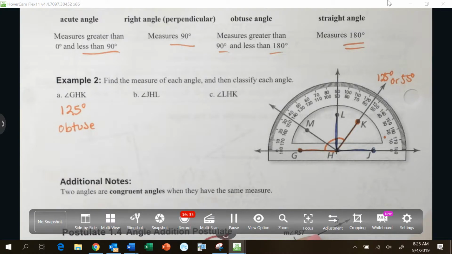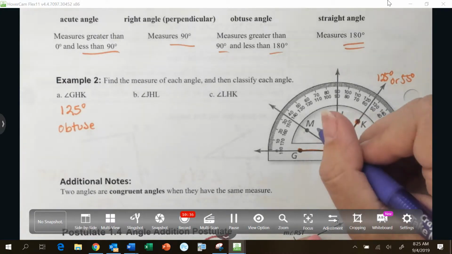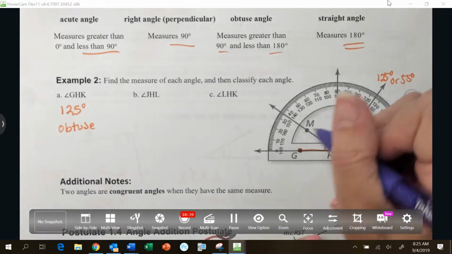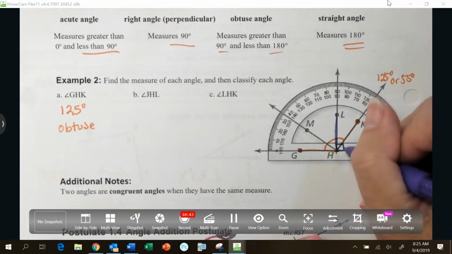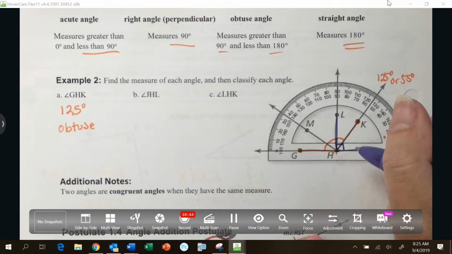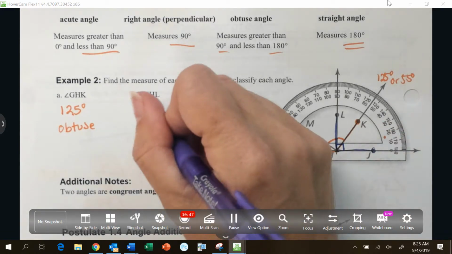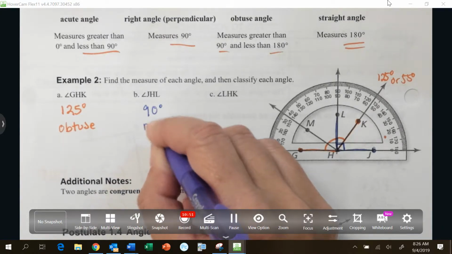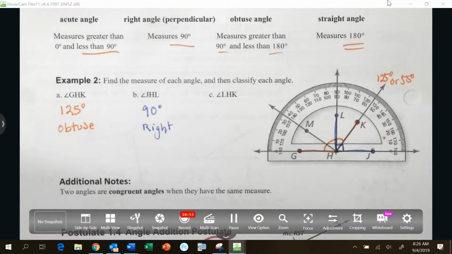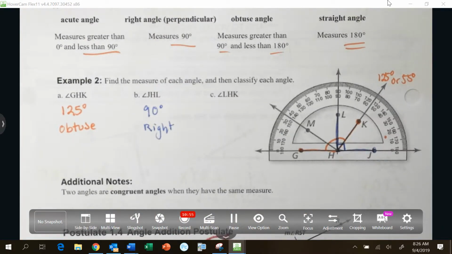90 degrees. And do you guys know the little symbol we put if it's 90 degrees? Yeah, a little square thing. I'll only use that if I already know it's 90 degrees. I can't put that square in there until I know it's 90 degrees. So 90 degrees, John, what kind of angle is that? Right angle. That is right. Correct, I mean. Okay, and then the last one is LHK.